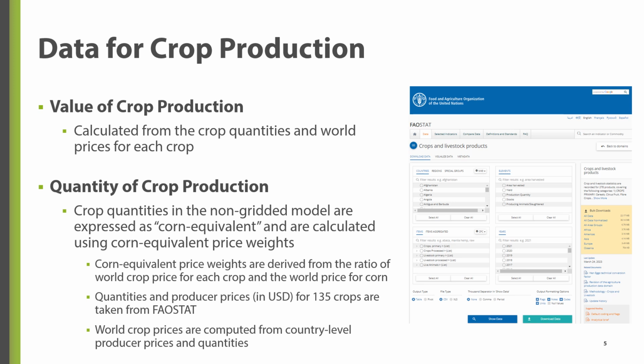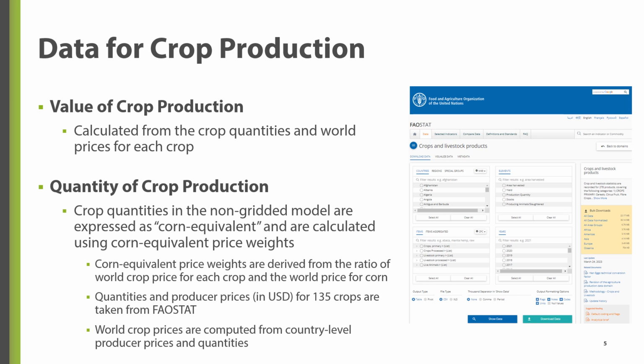Let's now move on to look at data on crop production, which includes crop quantities, prices, and values, and is also calculated using data from FAOSTAT. Data for 135 crops are used in the creation of the database. Production quantities and producer prices for each crop are used to calculate the global average price for each crop, and these global prices are then multiplied with production quantities to compute the value of crop production.